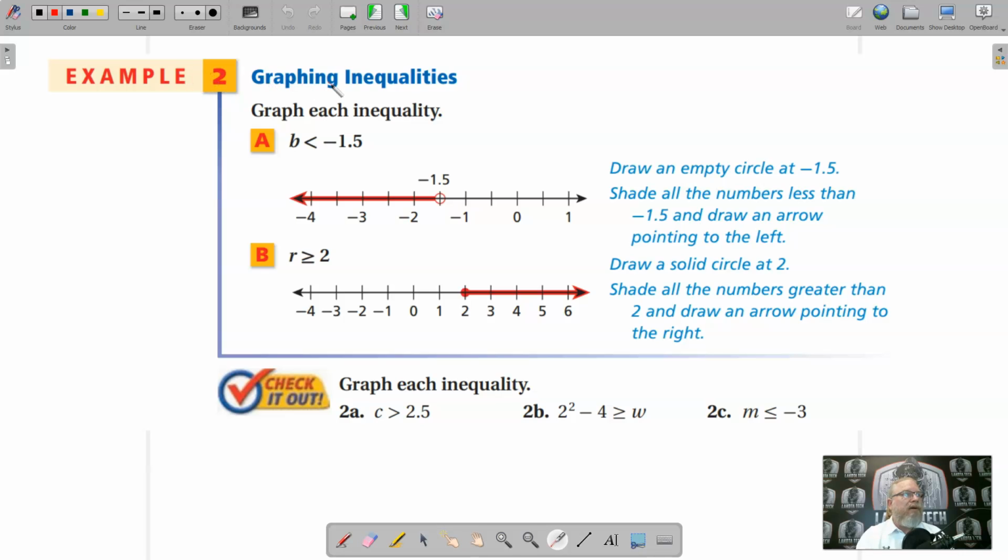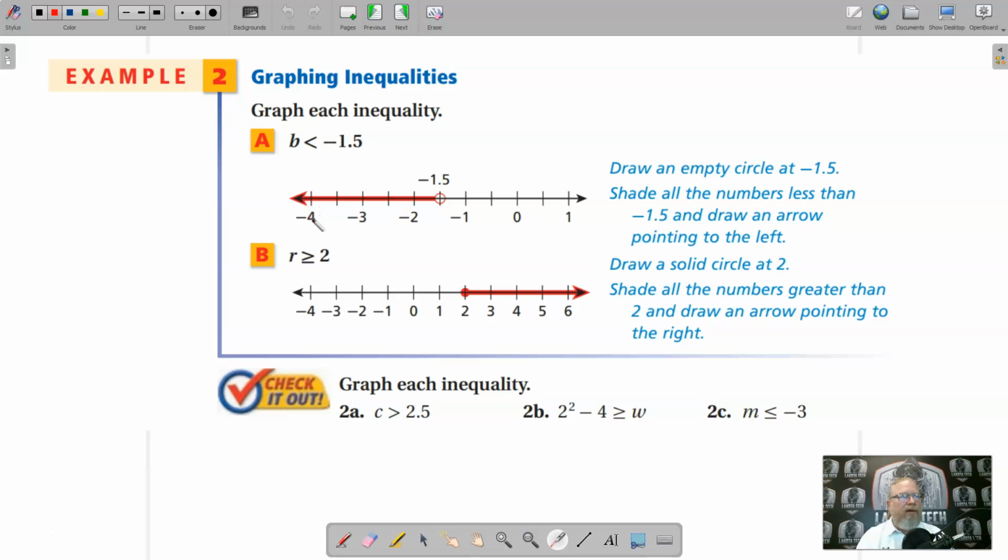Next, example 2, graphing inequalities. It says to graph each inequality. So our first one is b is less than -1.5. So let's find -1.5 on the number line. Well, here it is right in between -1 and -2. It's less than, so it's everything to the left of -1.5.